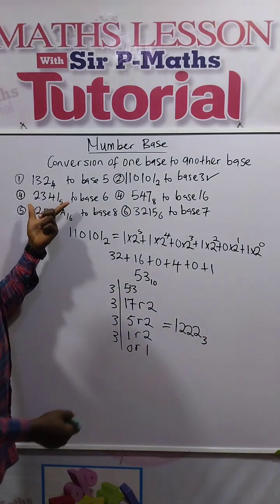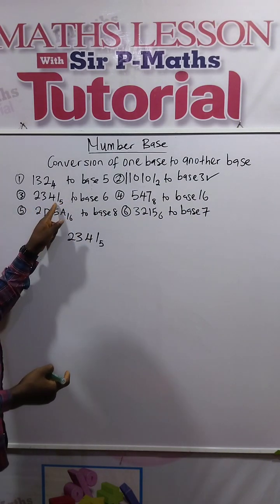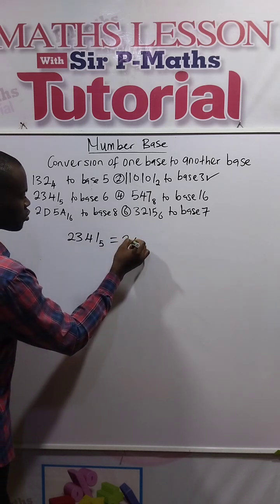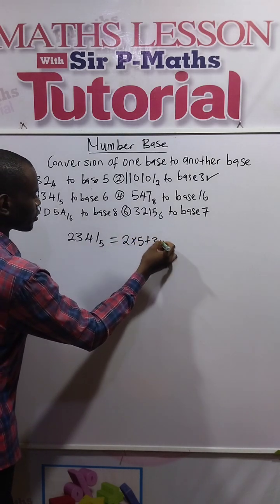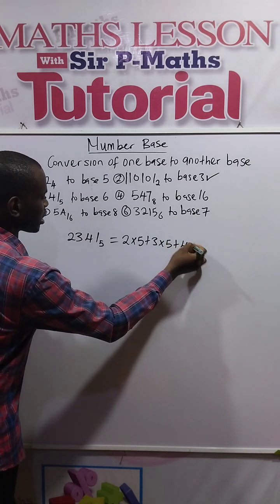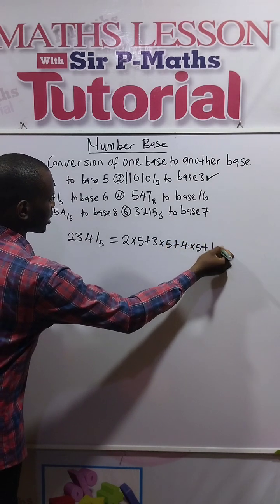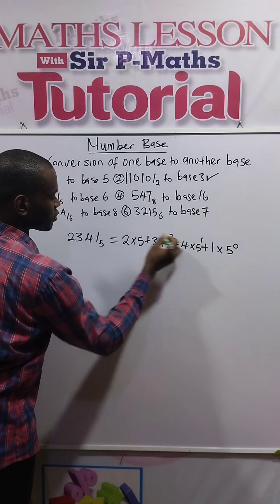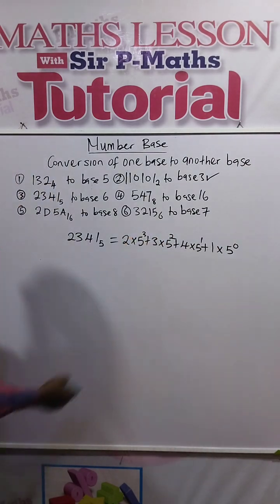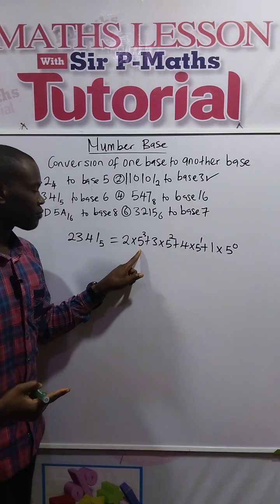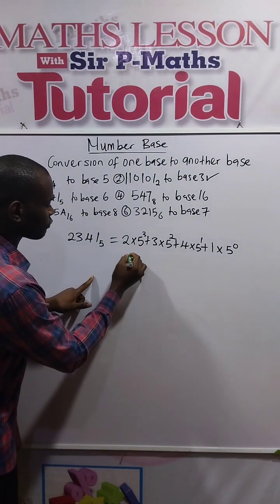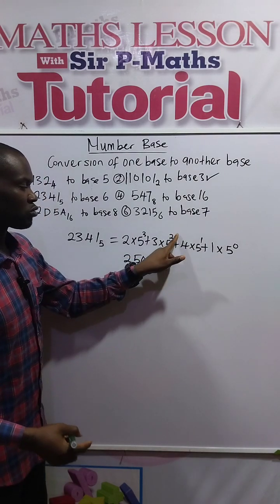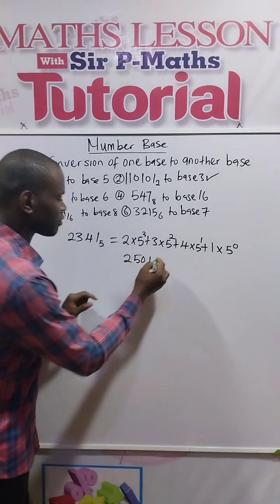Let's solve question number 3. So number 3 question is in base 5 and we are converting to base 6. So let's expand to base 10 first. 2 times 5, plus 3 times 5, plus 4 times 5, plus 1 times 5. Now we assign indices. 5 raised to power 3 will give us 125. Multiplied by 2, we have 250. 5 raised to power 2 is 25. Times 3, we have 75.